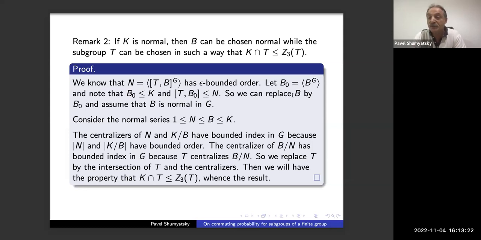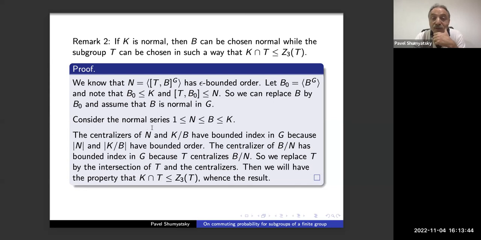So really, we can just replace the original subgroup B by B naught, and therefore, without loss of generality, when K is normal, we can also assume that B is normal. And now maybe it's more tricky to understand why T can be chosen in such a specific way that it intersects K by the third term of the upper central series.